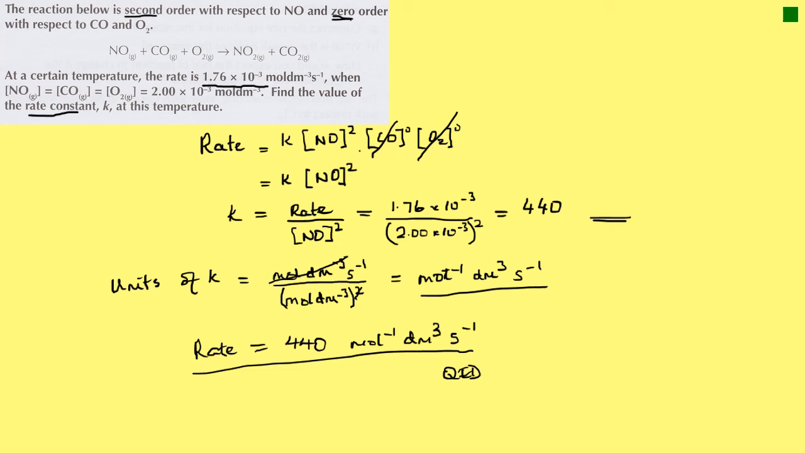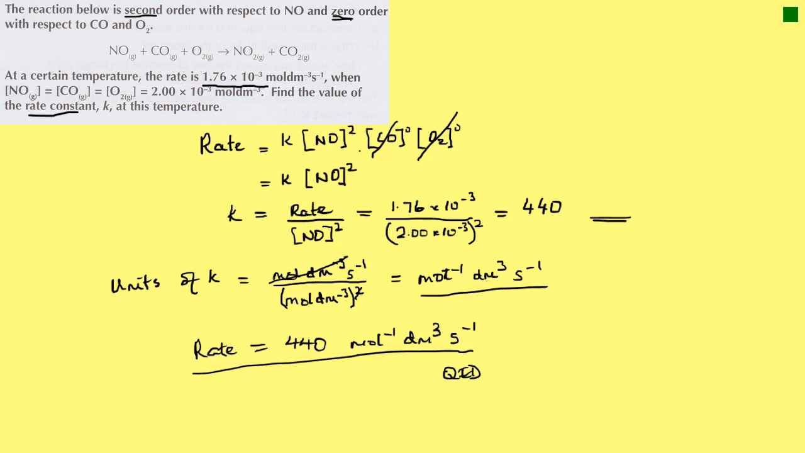However, we are not finished. 440 what? Of course, we need the units. And that is a very common question, right? So what we're going to do is work out what the units of K are right now. Units of K we find by the following method, and you just put the units of each component of the rate equation in.